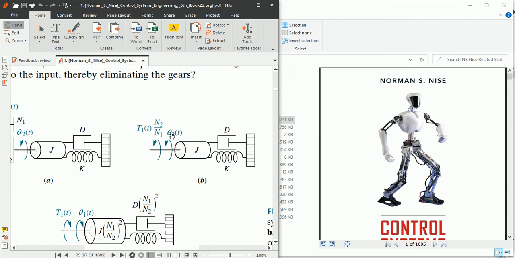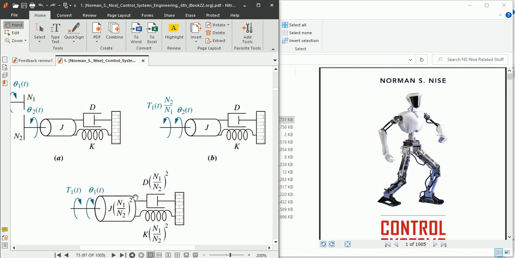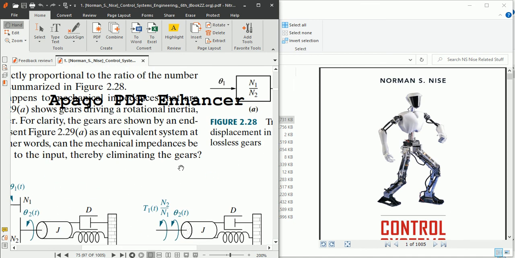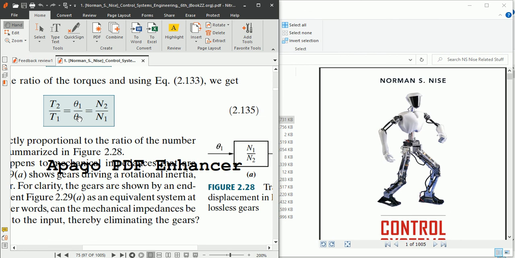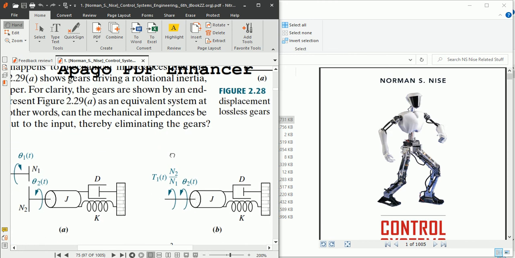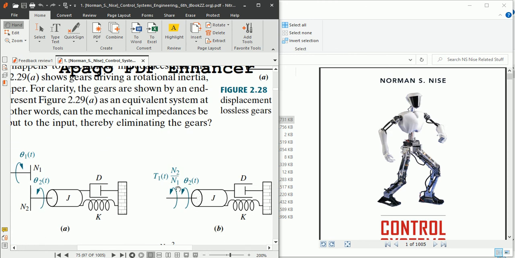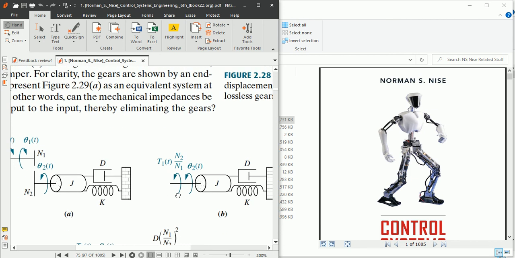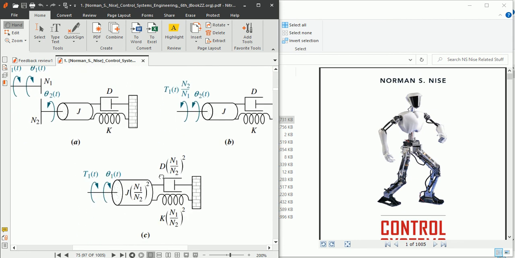If you want to get theta 2, you just write theta 1 and multiply by the opposite, N1 over N2. So you will have N1 over N2 into theta 1 here.